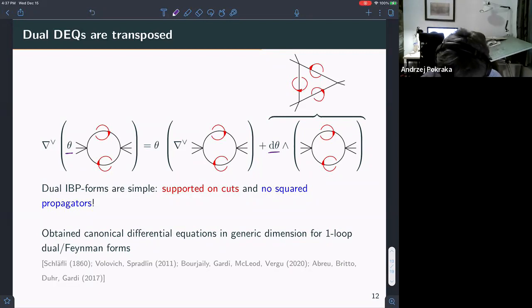And these integration by parts relations were sufficiently simple that we were able to obtain a canonical differential equation in generic dimensions for any one loop dual form and, equivalently, Feynman integral.